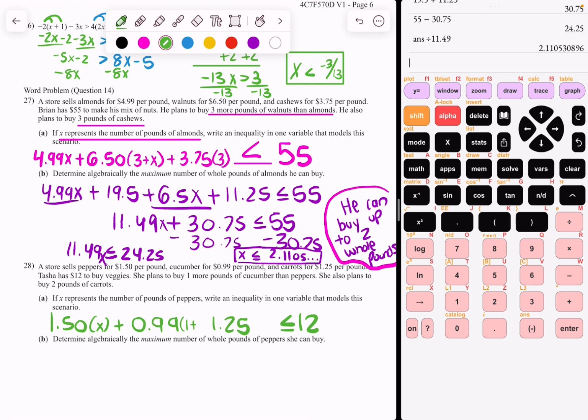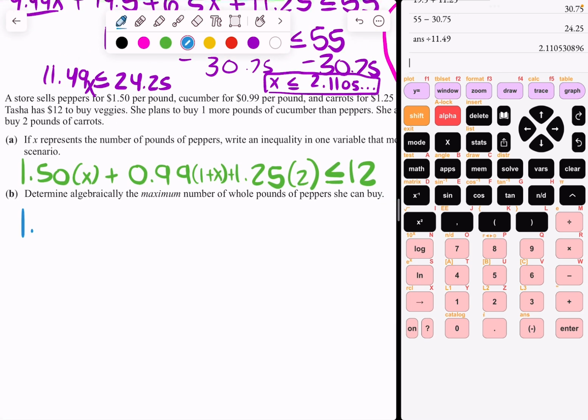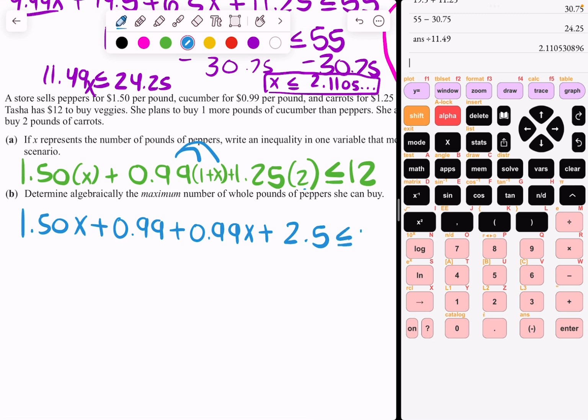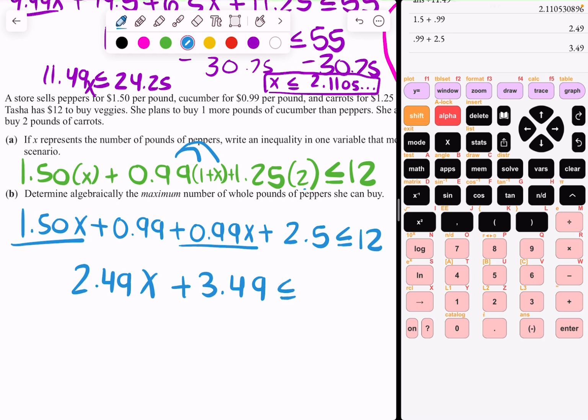So that would be 1 plus X. And then she plans to buy 2 pounds of carrots. So we have to put 2 right next to the price of carrots. So this would be 1.50X plus 0.99 times 1, which is 0.99. 0.99 times X is 0.99X. 1.25 times 2 is 2.50, which is less than or equal to 12. 1.5X plus 0.99X would be 2.49X. 0.99 plus 2.5 is 3.49, is less than or equal to 12.